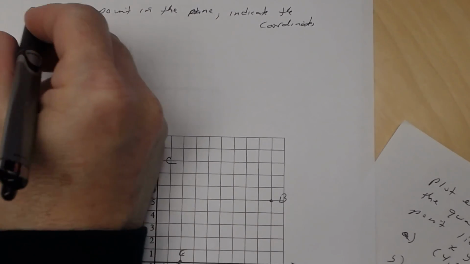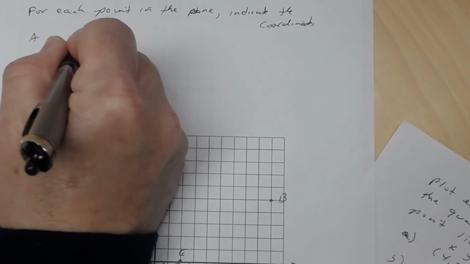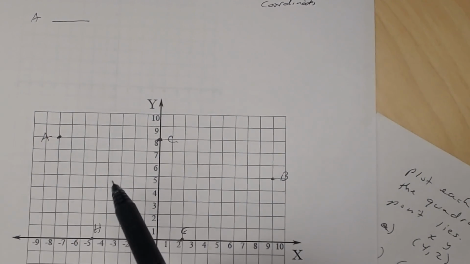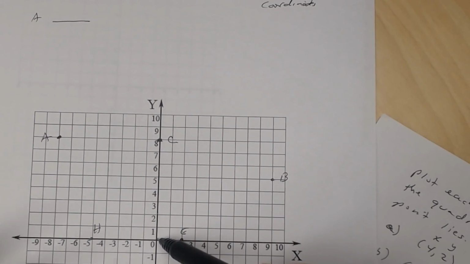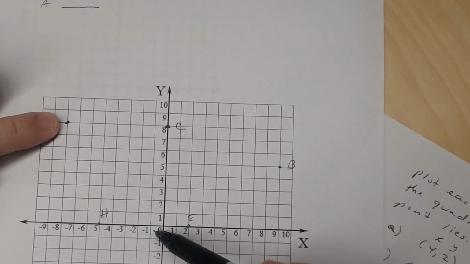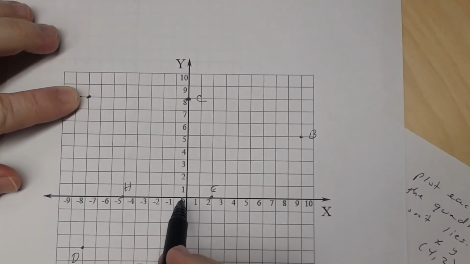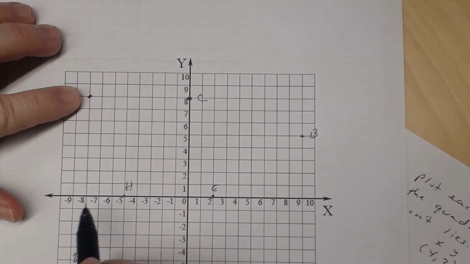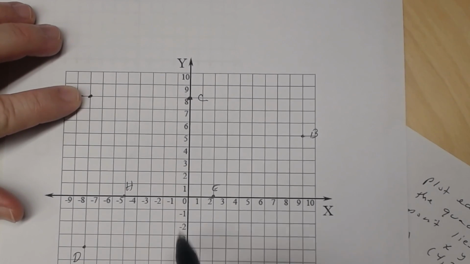All right, so let's talk about A. We're going to put the ordered pairs here. So the point A right here. Let's talk about how to determine the ordered pair. You start at the origin. To get to this point, always do the x first, so always go left or right first, and then do the y, up and down.